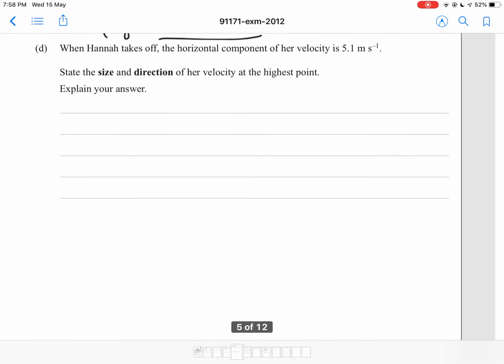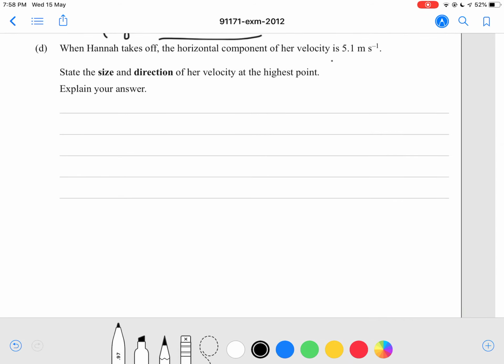When Hannah takes off, the horizontal component of the velocity is 5.1 meters per second. State the size and direction of the velocity at the highest point. So we kind of went over this a few seconds ago. When we have the vertical velocity, it's under the influence of gravity, meaning it begins to decrease until it reaches 0. And then after it reaches 0, it begins to increase in the opposite direction, because gravity acts downwards, okay?